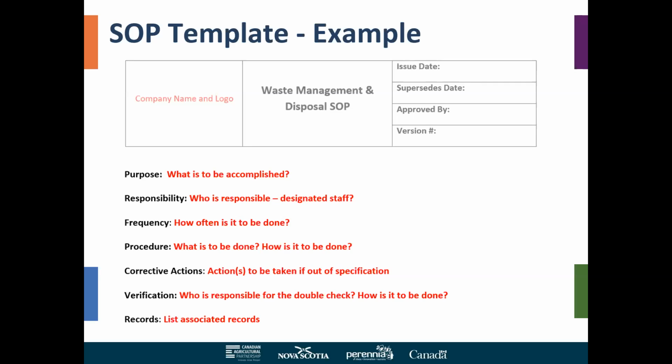So for example, if Amy's responsible for sanitizing and doing sanitation and Amy's on vacation, sanitation does not stop because Amy is on vacation. Sanitation must go on. It's an important preventive control. So who is that designated staff or that trained alternate when Amy's not around?